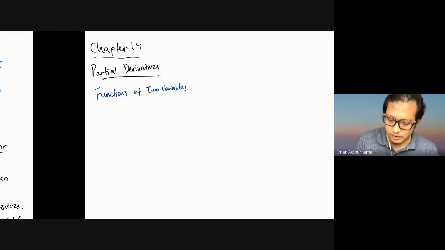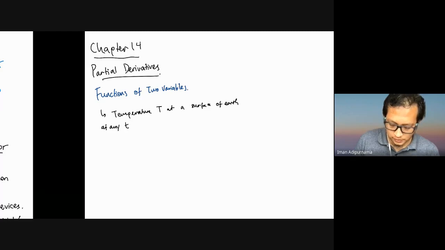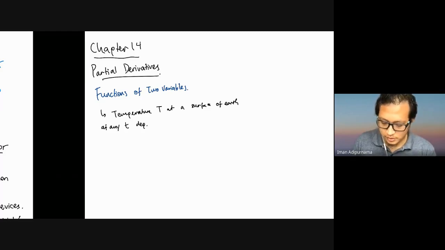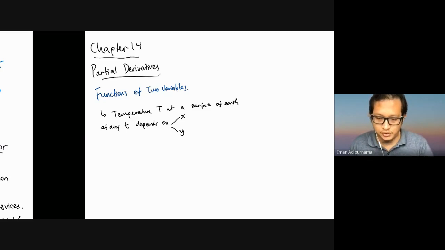In your textbook, it mentions how the temperature at a surface of Earth at any time depends on x and y, the longitude and latitude, the coordinate system. We can think of this as the temperature depending on two variables x and y, or we can write it as a function of x, y.